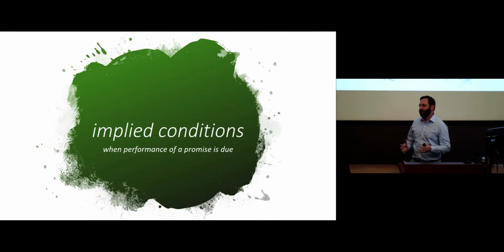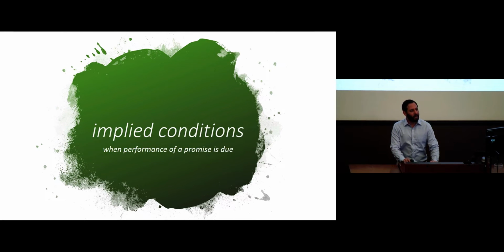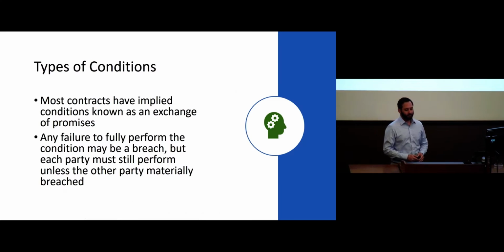Now that we understand express conditions, let's take a look at implied conditions. Implied conditions are key to understanding contractual obligations because they bring with it the doctrine of substantial performance. Most contracts assume that the parties are making an exchange of promises. Those promises are mutually dependent on one another, and they can be satisfied, at least to the extent that the other party's performance is due, by substantial performance.